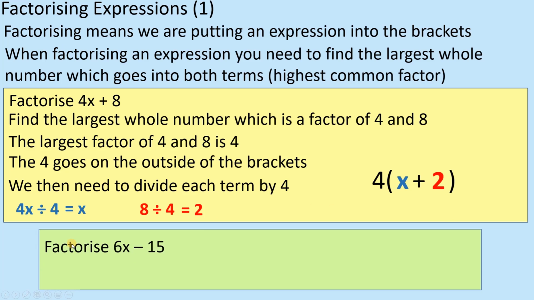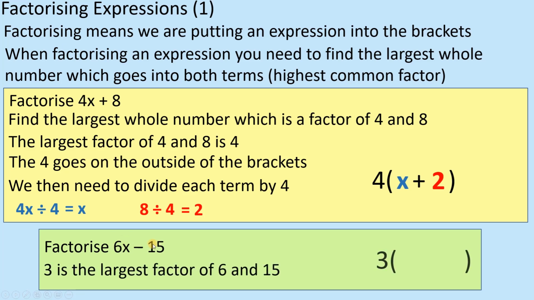So let's have a quick look at this one over here: 6x minus 15. I tried to highlight the minus as I was speaking, because obviously that makes a difference to what goes into the bracket. We're looking for the highest factor of 6 and 15. The highest number that goes into both is 3, so that goes on the outside. 6 divided by 3 is 2, but I've got an x, so it needs to be 2x, which goes here. Then I've got a minus, so I put a minus in and divide 15 by 3, which gives 5. So there we go, that's factorised.